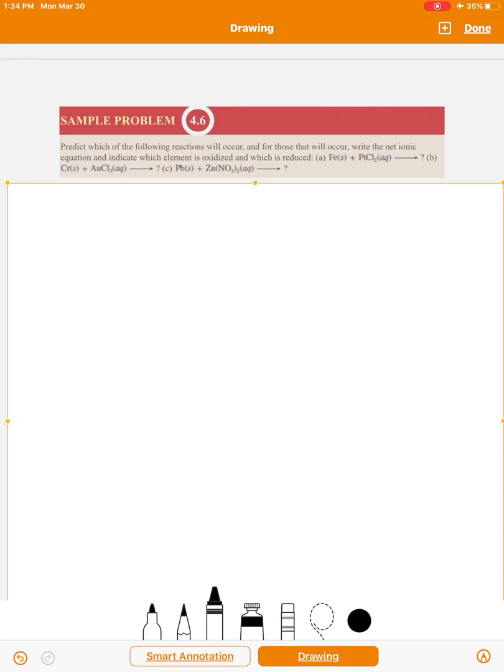Okay, this is sample problem 4.6. We're continuing our discussion of reduction oxidation reactions. Remember, this is redox. And this is a specific type of redox problem that we're going to look at: the reduction oxidation of metals when they react with each other. So predict which of the following reactions will occur, and for those that will occur, write the net ionic equation and indicate which element is oxidized and which is reduced.